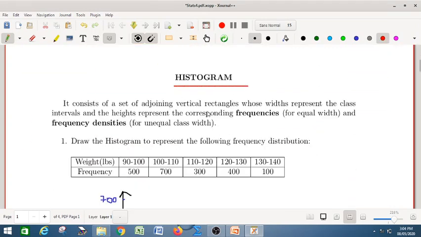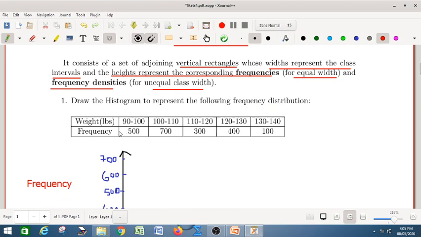histogram. It consists of a set of adjoining vertical rectangles whose widths represent the class interval widths and whose heights represent the corresponding frequencies for equal width. If the width is unequal, the heights represent the corresponding frequency densities. The class boundaries are plotted along the horizontal axis, and the frequencies are plotted against the vertical axis.